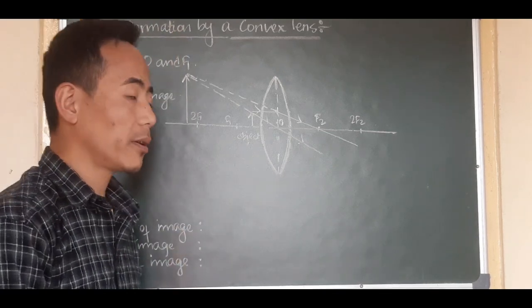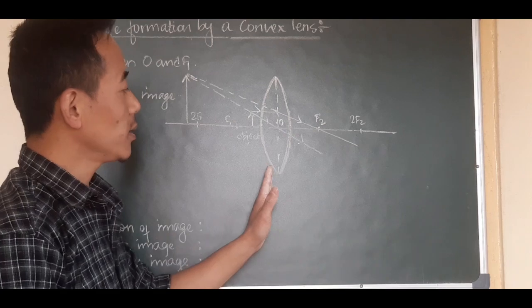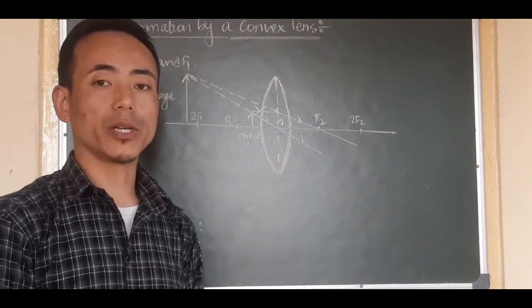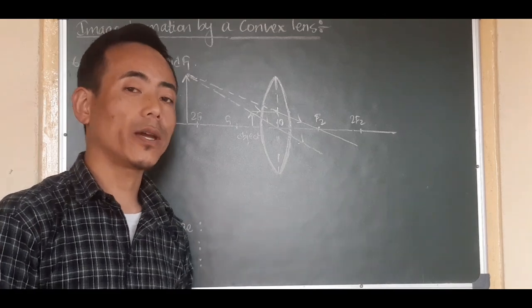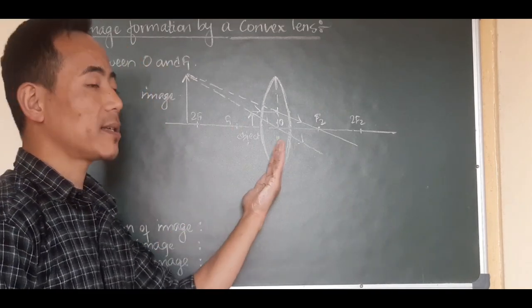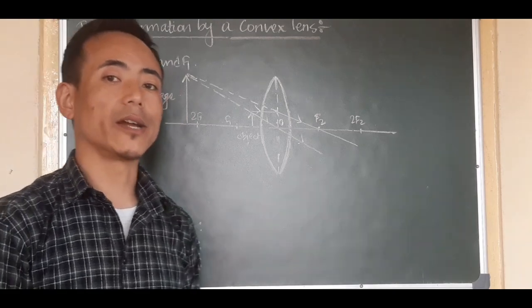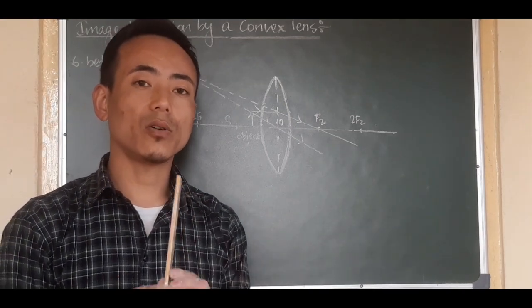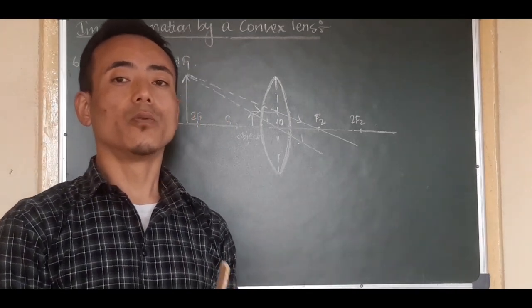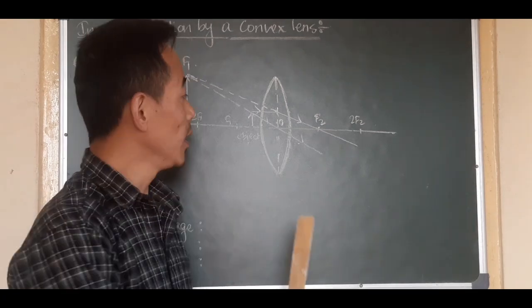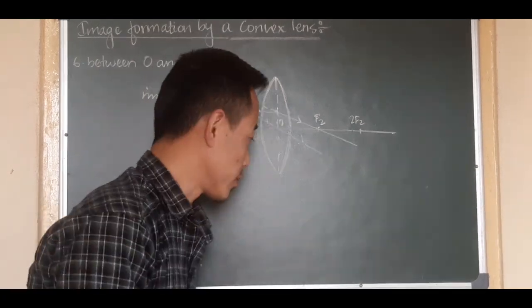Now I hope you have noted the difference here. In all the other cases, the image was formed on the other side of the lens from the object. But this is the only case where the image and object lie on the same side, right? And you can see the image is erect. So this is the only case for a convex lens which forms a virtual and erect image. That's why this case is also important.